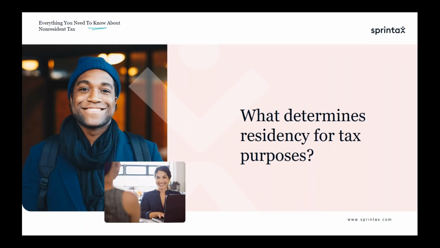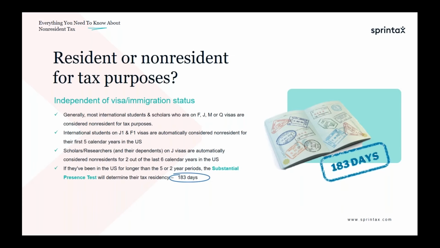And next up is around residency for tax purposes, which is definitely a topic that tends to confuse a lot of international students and scholars, and it's probably one of our most popular asked questions on our tax webinars. So I'm going to break it down a little bit for everyone. And when we're looking at residency for tax purposes, the first important thing to mention is that it is independent of your visa or immigration status.